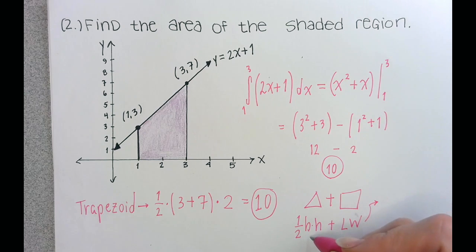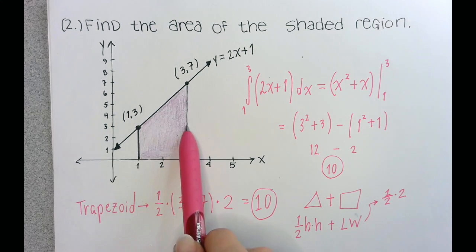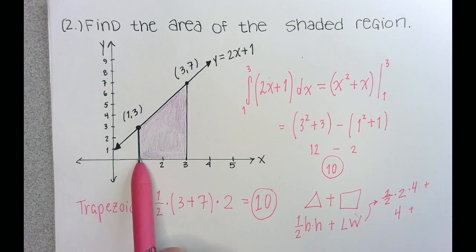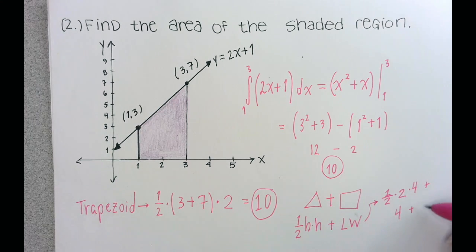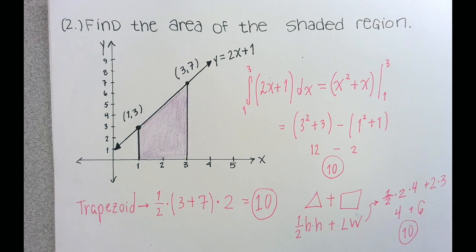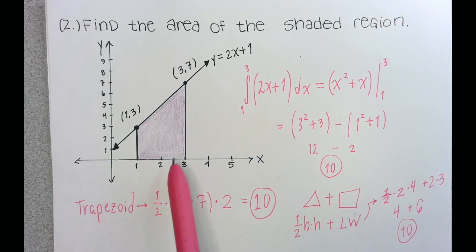The base of the triangle is going to be 1/2. Base is 2 from 1 to 3. It's over here. And now the height is going from 3 as a y value to 7. So the height is 4. 2 times 4 is 8. Half of 8 is 4. Plus width and length, width, whatever, 2 times 3. What's 2 times 3? 6. And what's 4 plus 6? 10. Okay?